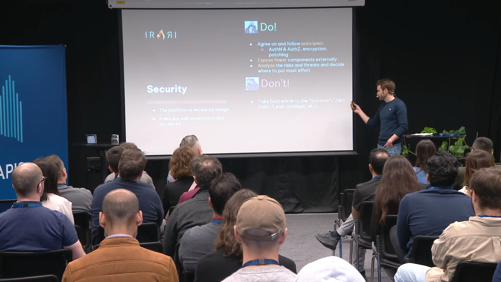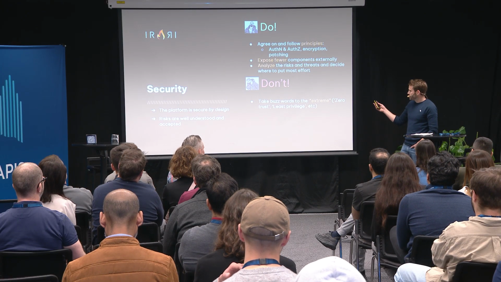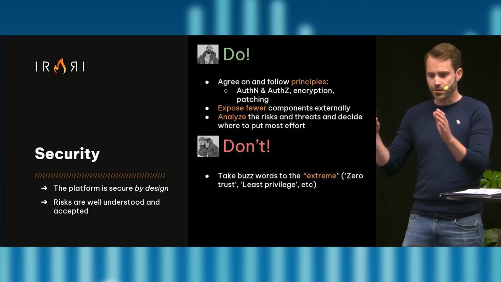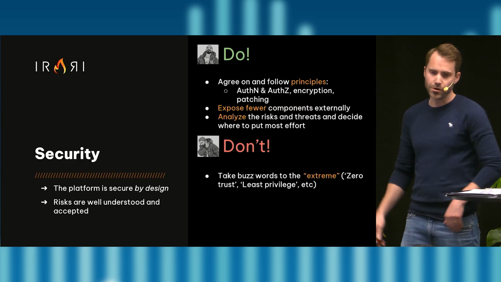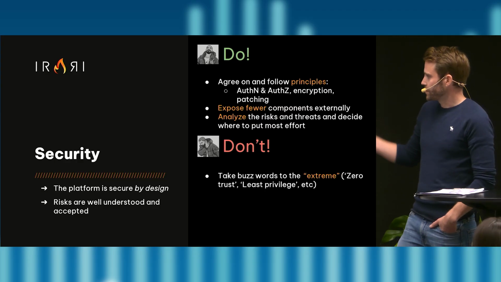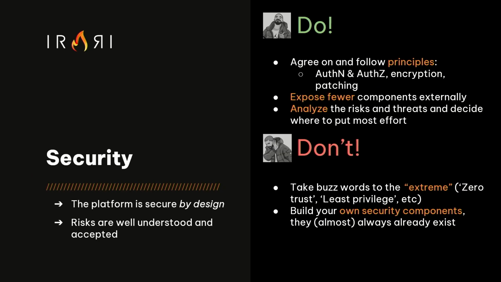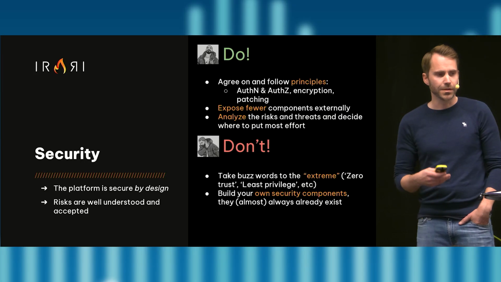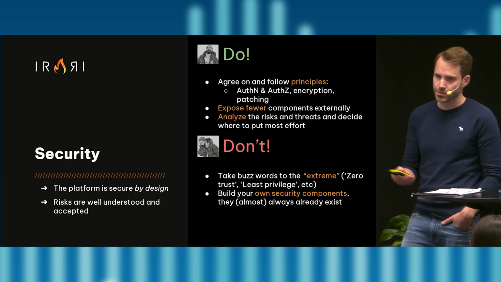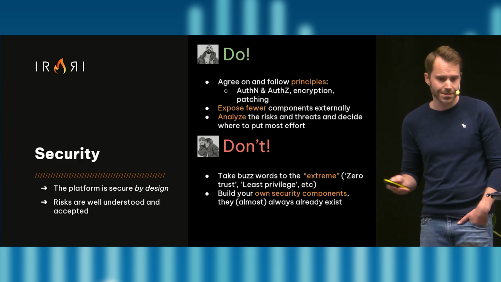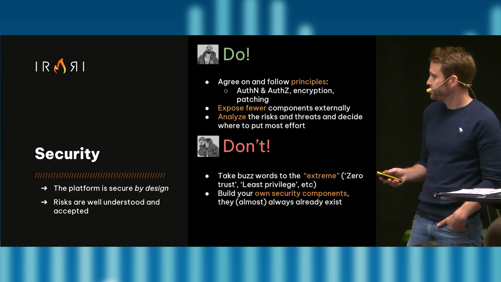Also, naturally there are components in your infrastructure that are more vulnerable, and components that are more locked in somewhere, where you could perhaps be more easygoing when it comes to the trust parts. Another thing that I've seen that I don't think you should do is to build your own security components. I've seen examples where teams have implemented their own token validation or authorization frameworks. They almost always already exist. So yeah, don't do that.